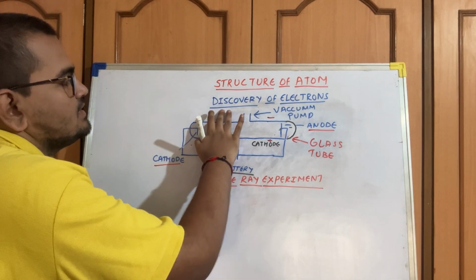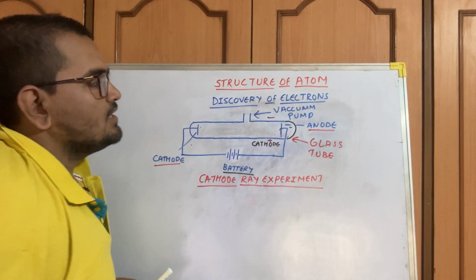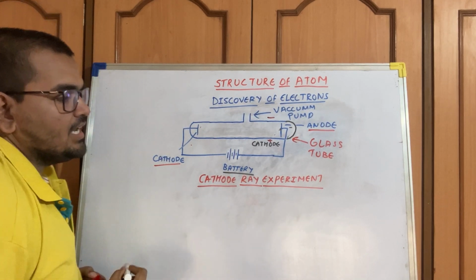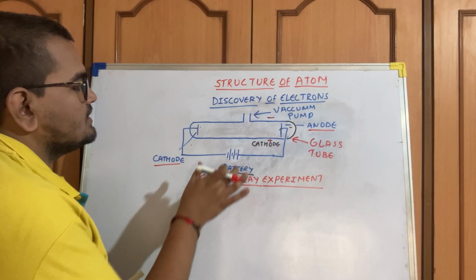The topic for today's discussion is discovery of electrons. Now for that we will consider the cathode ray experiment. Now consider this apparatus.